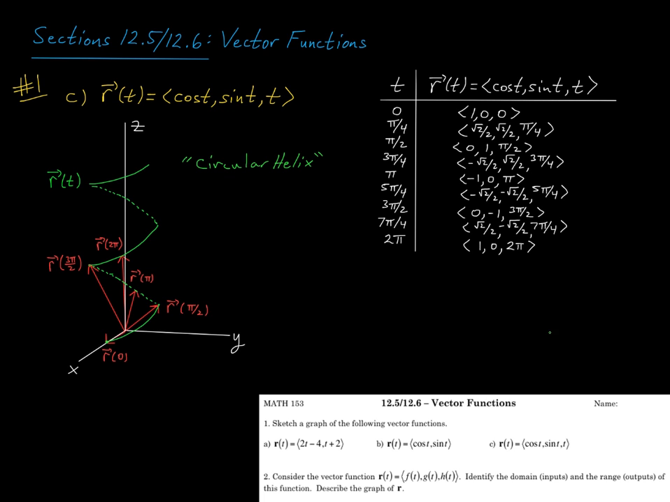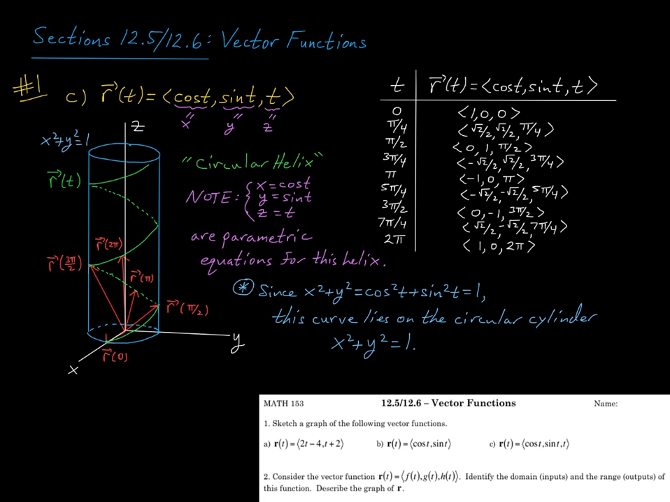So if you put those two things together, you get what looks like a stretched out slinky. This is what's referred to as a circular helix. So here's the first couple position vectors. Their heads are tracing out this green curve, and it's just going to continue along in that fashion. So parametric equations: x is cosine t, y is sine t, and now z is t. These are the corresponding parametric equations for this helix.